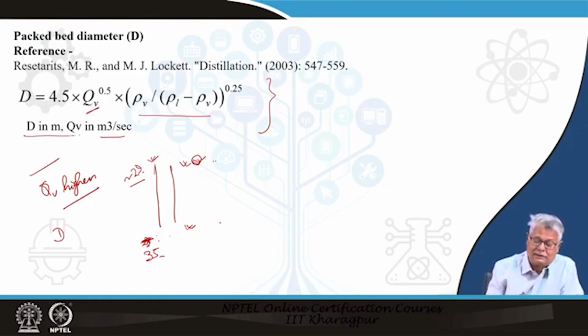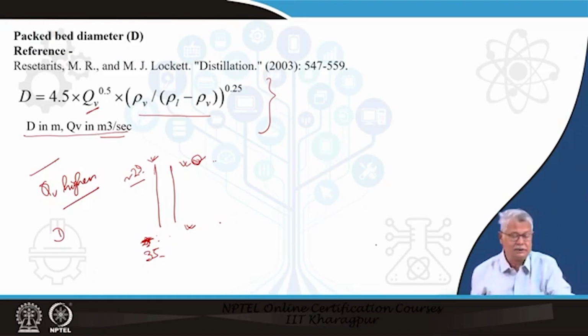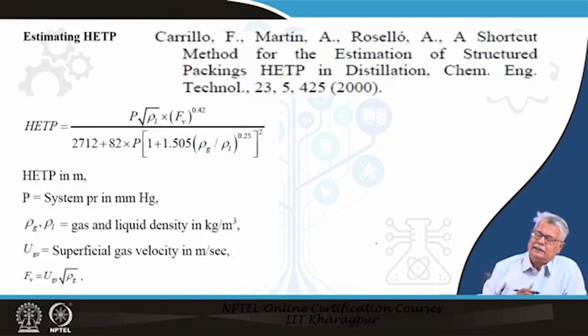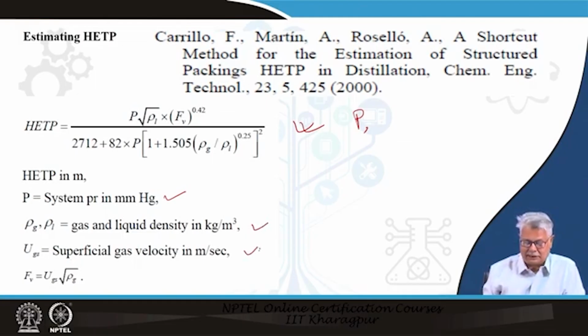Now after you have estimated this, it's time for you to estimate the HETP. HETP is found from various correlations, but for vapor liquid contacting there is a simplified method which was published in 2000, and it goes like this. It involves the pressure of the column, it's for a low pressure column, and ours is a low pressure column. P is the system pressure in millimeter mercury. Rho g and rho l are gas and liquid density in kg per meter cube. UGS is the superficial gas velocity in meter per second, and FV is UGS into square root of rho g.